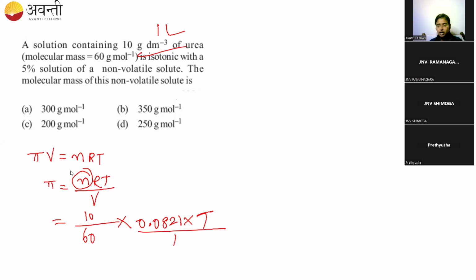And we have one more relation, which is the 5% solution. What is meant by 5% solution? It means 5 gram of the solute is dissolved in 100 ml of the solution. So 5 gram means 100 ml; 50 gram per liter means it will be in 1000 ml.